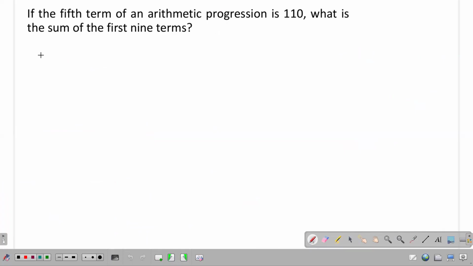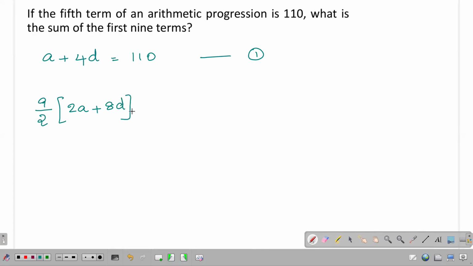Let us first write the expression for the 5th term. The 5th term means a plus 4 times the common difference. This is given as 110. What are you asked to find? The sum of the first 9 terms. Please note the sum of the first 9 terms is 9 by 2 into 2a plus 9 minus 1, that is 8 times d.